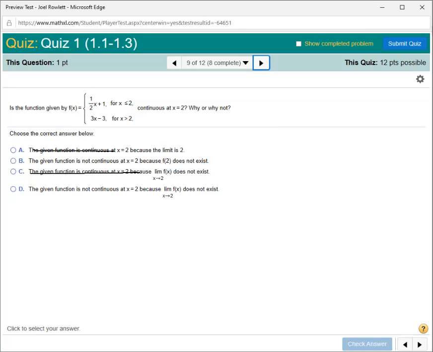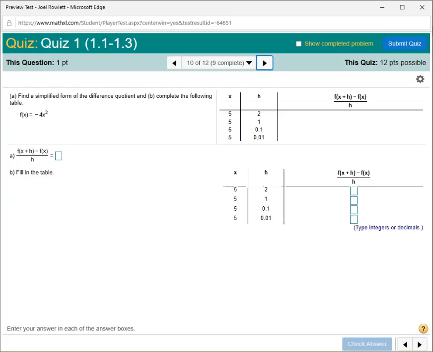B says the given function is not continuous at x is equal to 2 because f of 2 does not exist. Well, that's not true. F of 2 did exist. In fact, when I plugged 2 in, I got 2. So f of 2 is 2. Can't be that one.